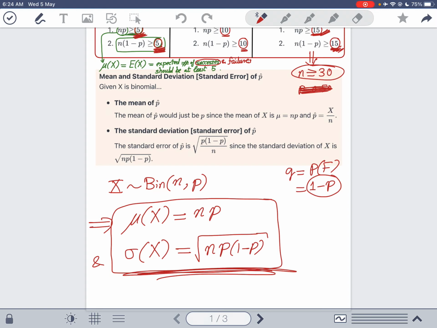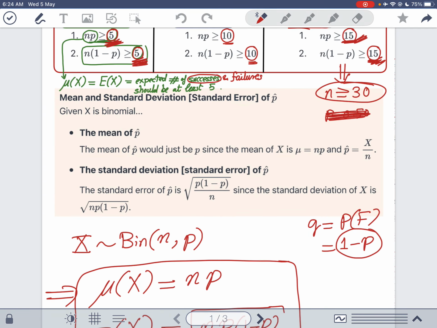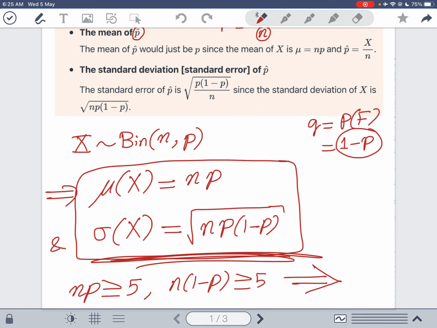Now, what we want to do is use the condition. So if we are sure that np is at least 5 and n times 1 minus p is at least 5, then we can do a lot of things. So the first thing is, what is the mean of p hat? Well, p hat is x over n. So this sample proportion, how do you compute it? You take the number of successes divided by the sample size that you took, keeping in mind that you should make sure that these two conditions are satisfied.